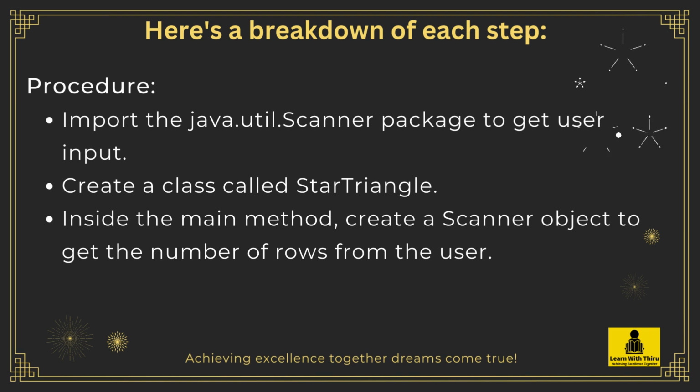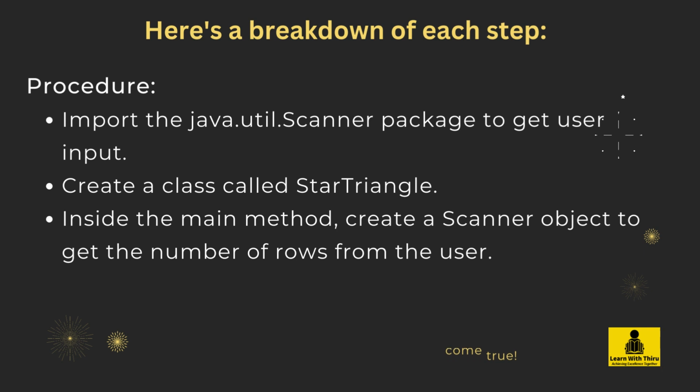Procedure. Import the java.util.Scanner package to get user input. Create a class called StarTriangle. Inside the main method, create a Scanner object to get the number of rows from the user.